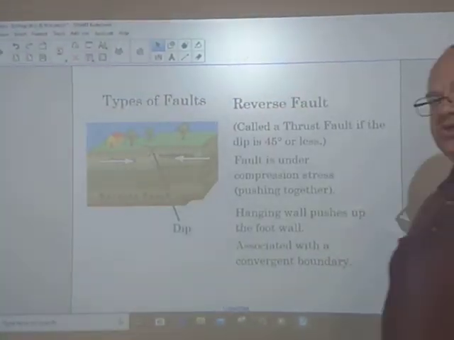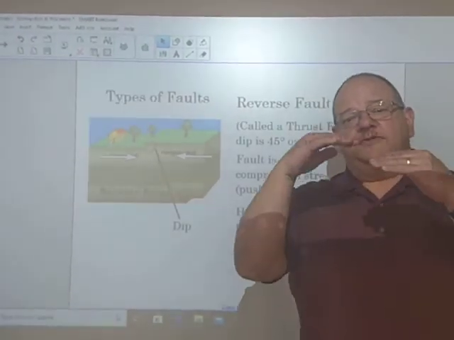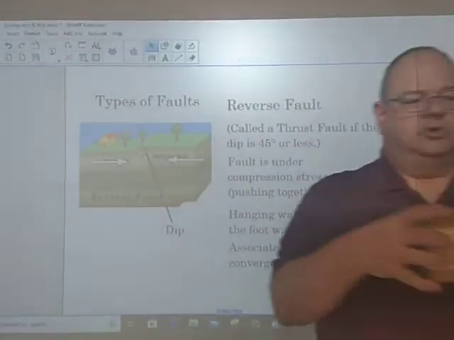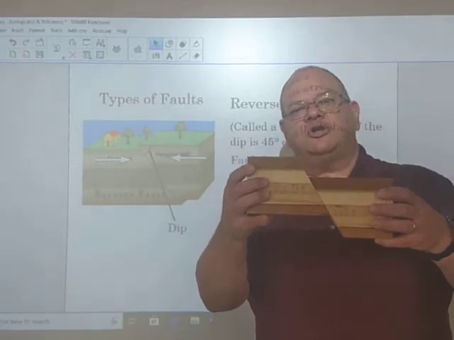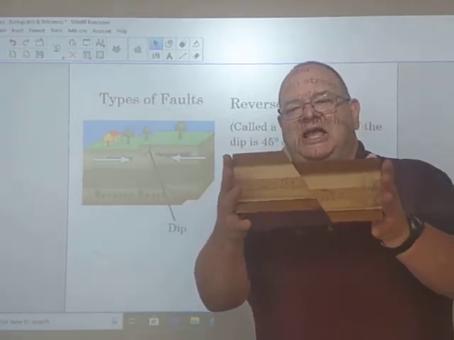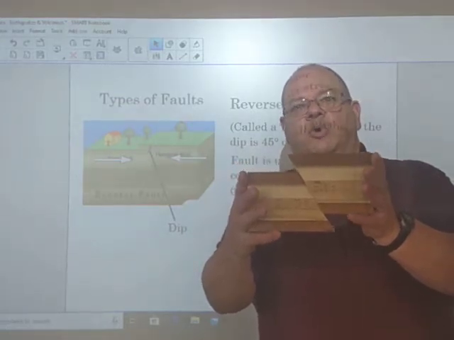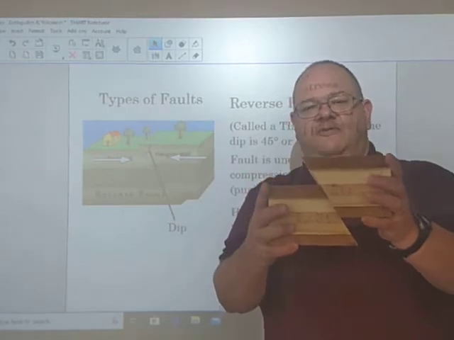Okay. Let's go to our third type. And this is called a reverse fault. So if normal is where the hanging wall drops downward, well, what's the reverse of normal? What if we push these together and you see that all of a sudden the hanging wall moved upward? The hanging wall has shifted upward relative to the footwall.